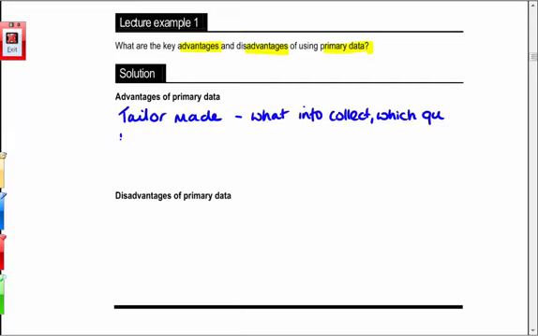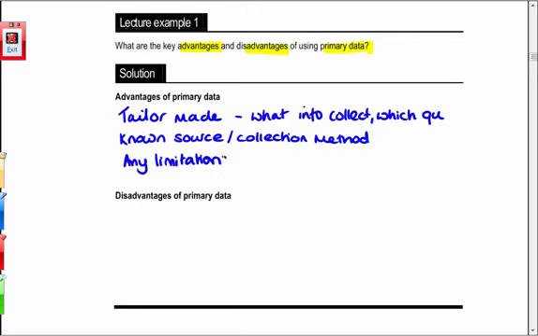It also means then that you're going to know the source, because you've decided who to approach for the information, and you also are aware of the collection method. And that in itself means that you're aware of any limitations. So you know, if you're collecting your own information, if there are any potential pitfalls in it. Collecting primary data as well should also mean that it's up-to-date information if you're going to be collecting it now.